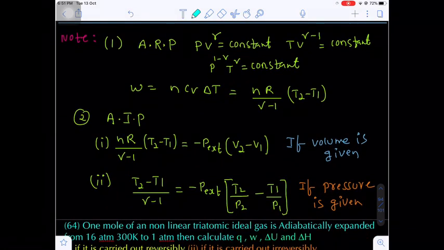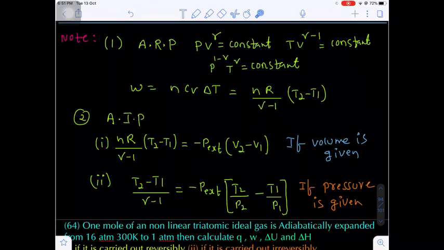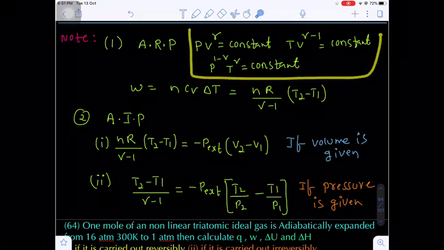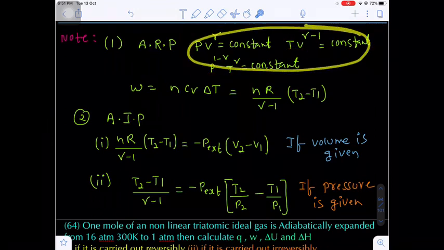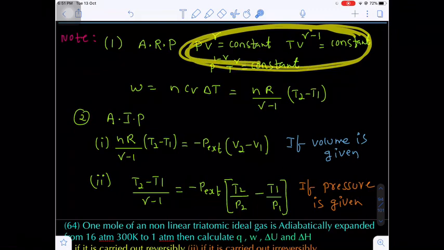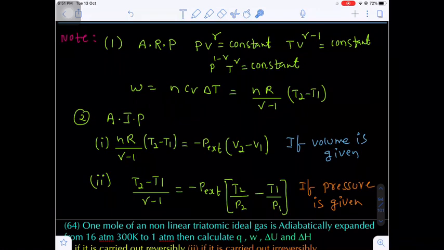Now, important points regarding reversible and irreversible work done. Suppose in the question an adiabatic reversible process is there, then we have to use these three formulas. What is the relation between P and V? PV to the power gamma is constant. What is the relation between temperature and volume? TV to the power gamma minus 1 is constant. What is the relation between pressure and temperature? P to the power 1 minus gamma, T to the power gamma is equal to constant. After getting the final temperature from any of these three expressions, we can find the work done W, that will be nCv delta T.